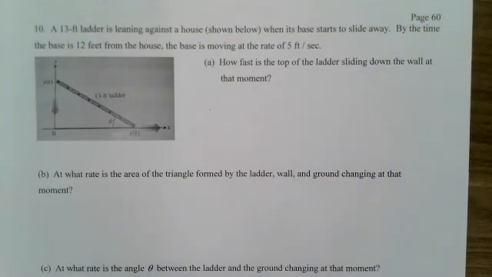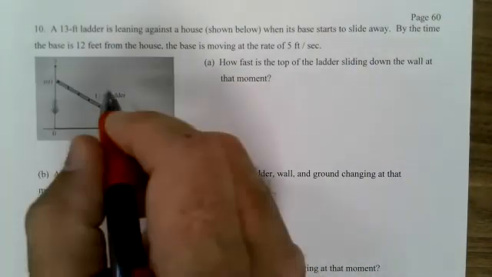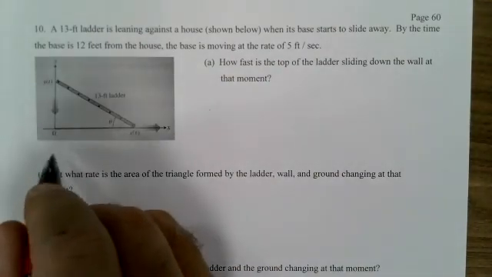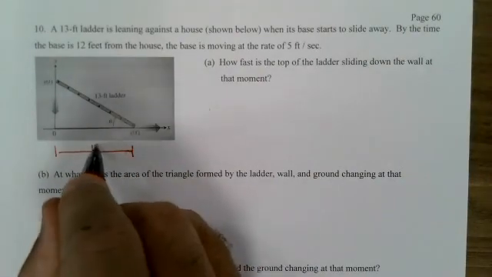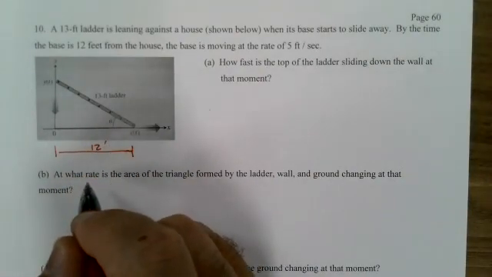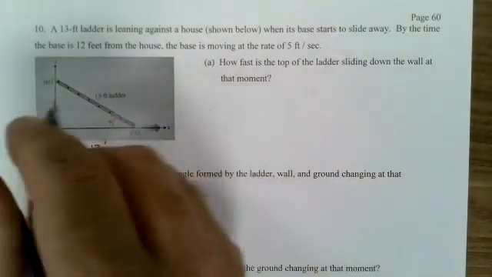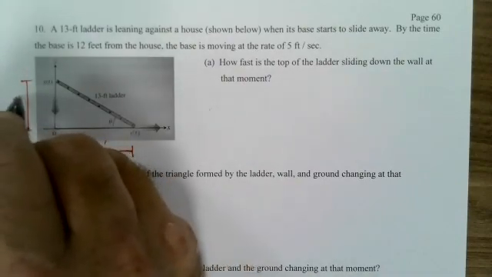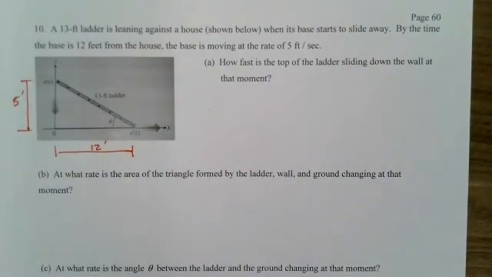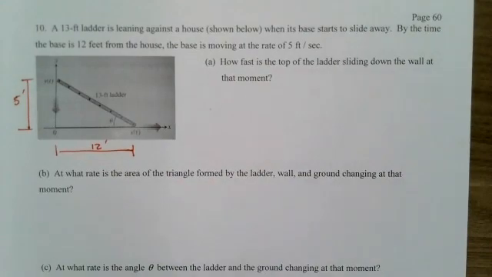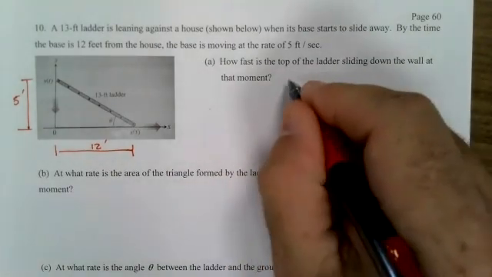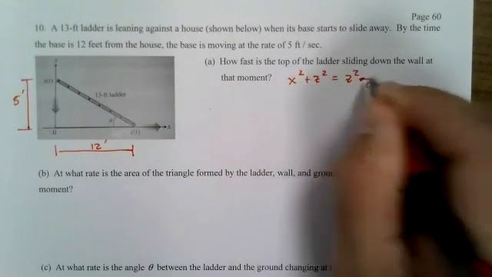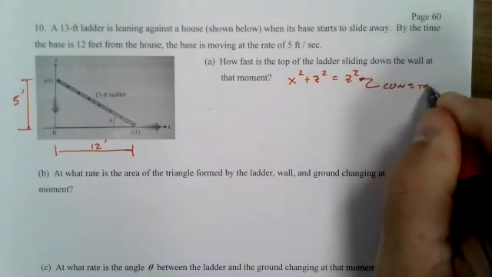A 30-foot ladder is against a house, x, y, z. The base starts to slide away when the base is 12 feet away. The base is moving at the rate of whatever. This is 13 feet, so therefore this is 5 feet, a squared, b squared, c squared. How fast is the ladder sliding down the wall at that moment? So this is x squared plus y squared equals z squared. Notice the z is constant, doesn't change.